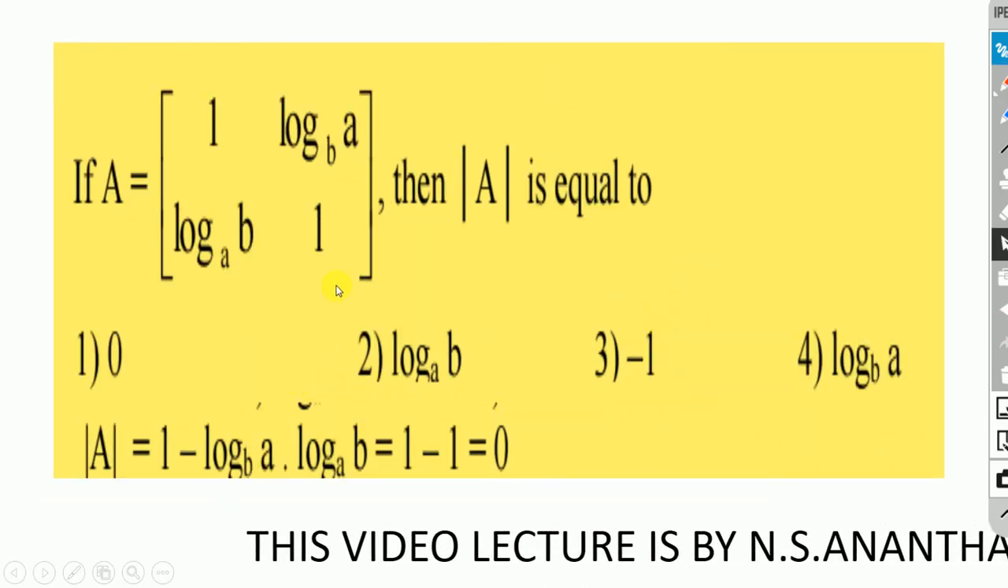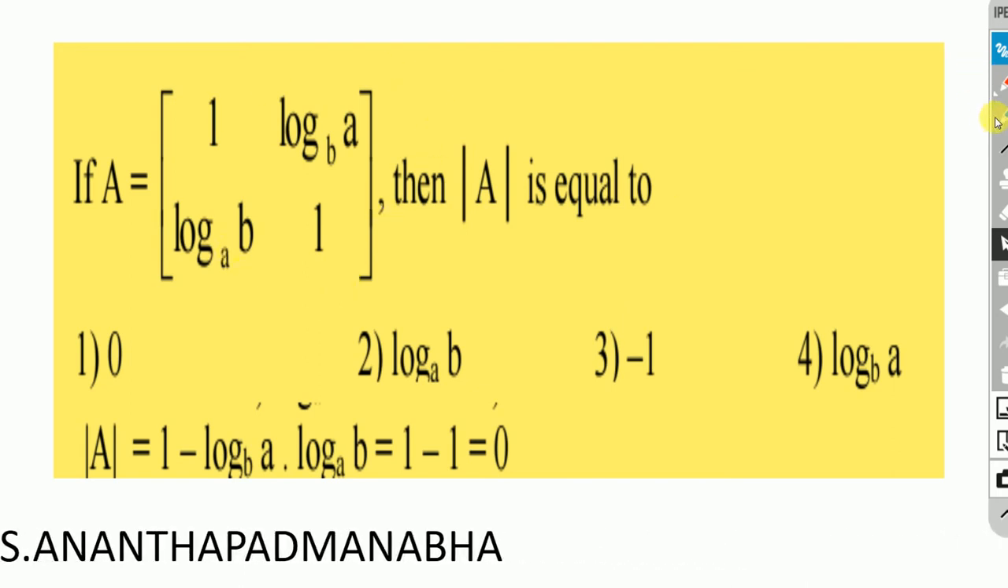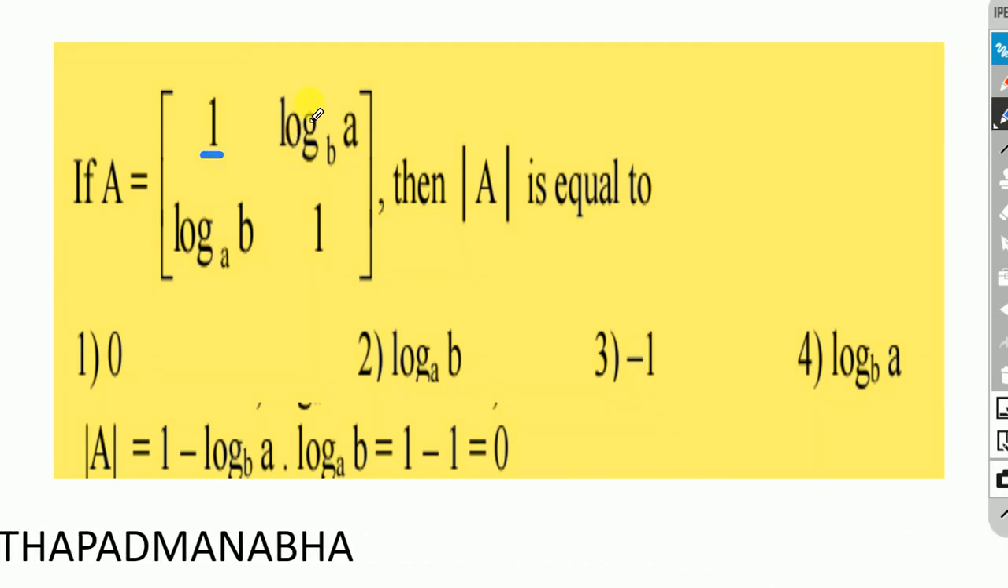If A is equal to matrix 1, log A to base B, log B to base A and 1, then determinant A is equal to, so we'll expand as usual, that is 1 into 1, 1 here, minus log B to base A into log A to base B, both are the same, log B to base A into log A to base B, or log A to base B into log B to base A.